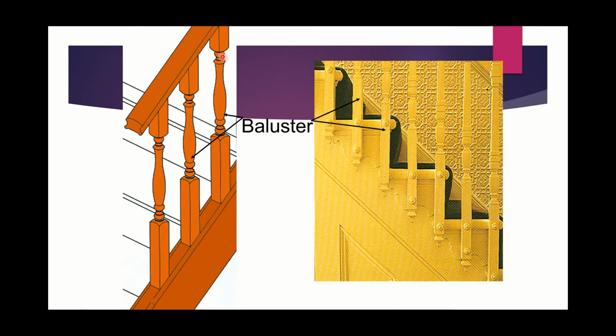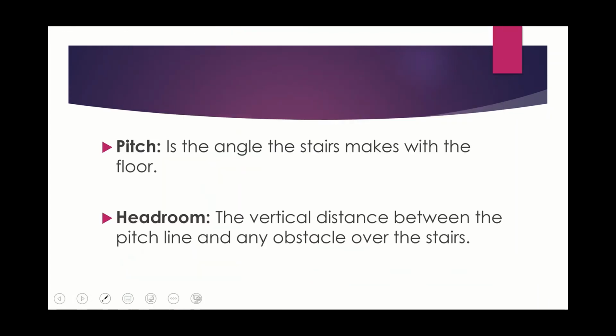So each individual member here is known as a baluster. All right, we can see these are balusters. I'm sure people have seen these before. They take various different shapes and sizes. Each individual one is a baluster. The group altogether is known as a balustrade. So all of those together are the balustrade. Individually, they are the baluster.